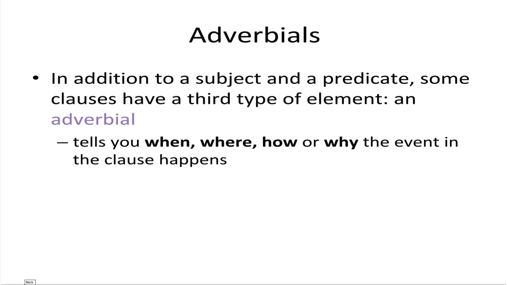In addition to a subject and predicate, there's a third function that can sometimes appear in a clause. This function is called adverbial. An adverbial element tells you when or where or how or why the event of the clause happens. Adverbials are different from subjects and predicates because they're not obligatory in the clause. We could leave them out and the clause would still make sense.